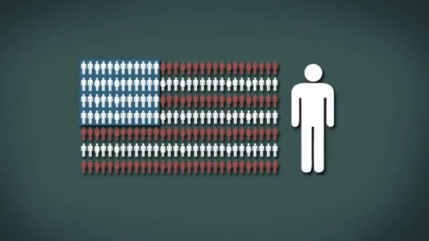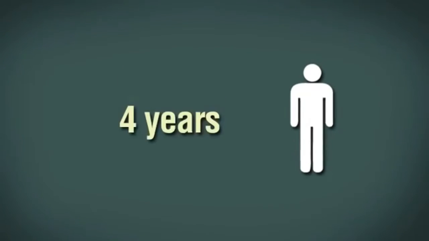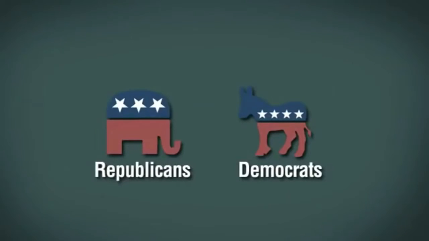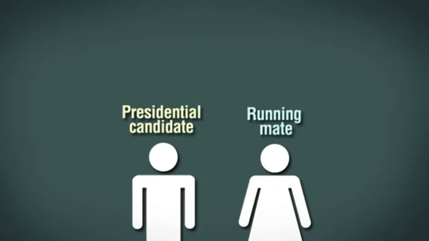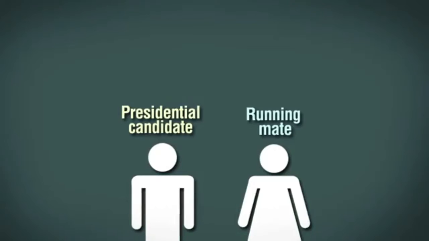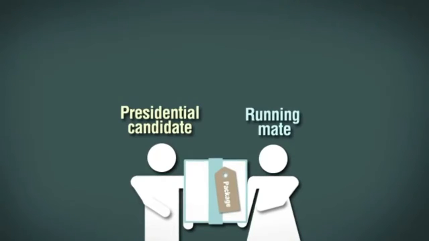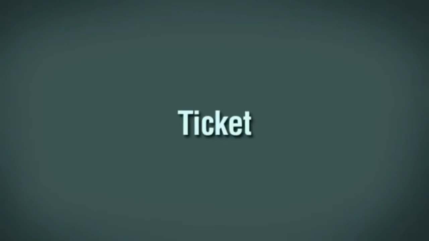So how do Americans choose their leader? Well, presidential elections take place every 4 years. The 2 main parties, the Democrats and the Republicans, host big get-togethers where they choose their presidential candidate, the person they think will be the best leader for the nation. The winning candidate then chooses their vice presidential candidate, also known as their running mate, to help support the campaign. Presidential candidates usually choose someone with different areas of skill or knowledge, so they present voters with the best package. Together, they're known as a ticket.